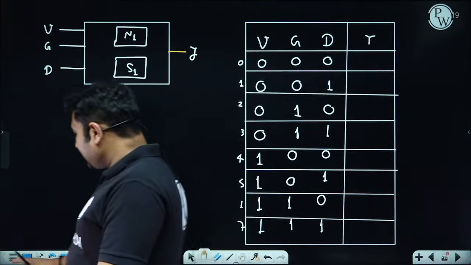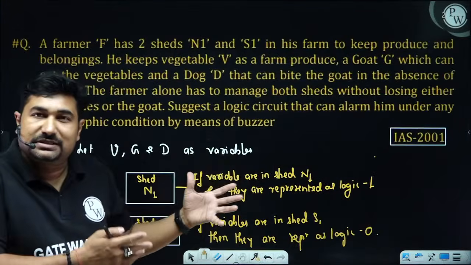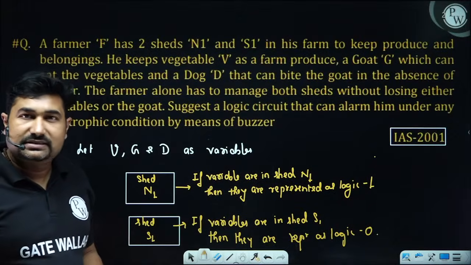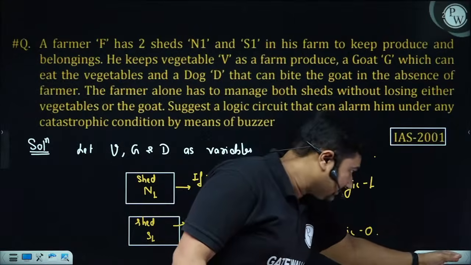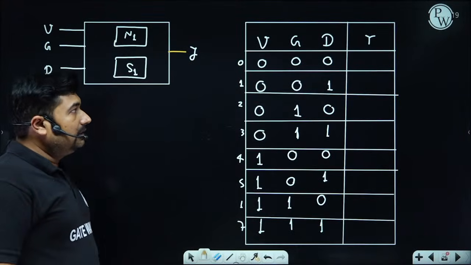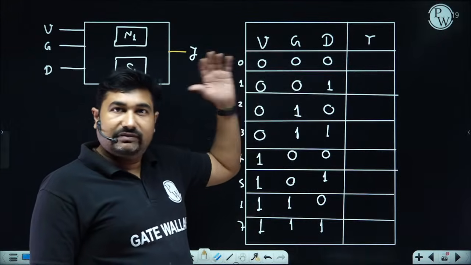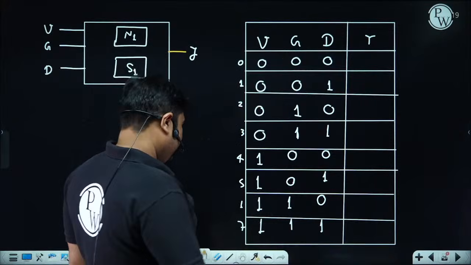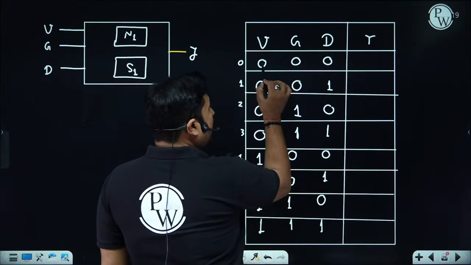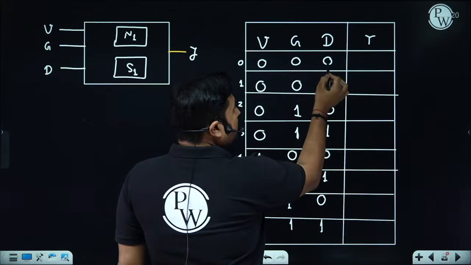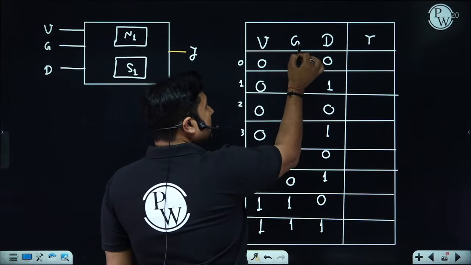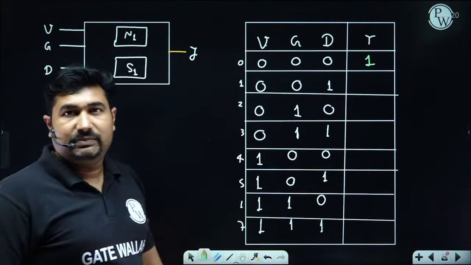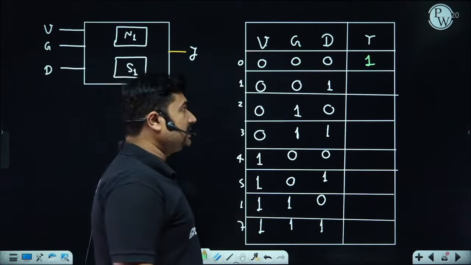So now you know what A, B, C, D are in the different expressions, how we used to design any digital circuitries. And see, whenever goat and vegetable are in the same shed, dog is also in the same shed. So the dog bites the goat and the goat eats the vegetables. So yes, alarming is needed. So alarm on means buzzer on, and you can say output Y is equal to 1.